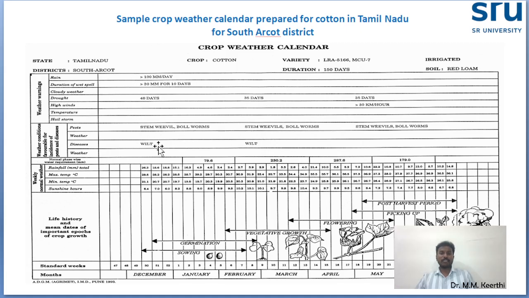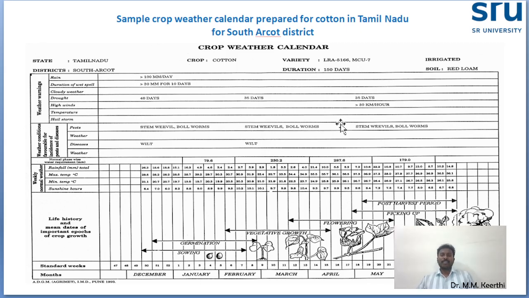For example, you see wilt will occur in this stage, stem weevils will occur, bollworms will come, like that all the details will be there. And drought will occur, cloudy weather will be there, high wind speed will be there, at what days, and according to that we will make the management practices. In the top part, the state, district, crop, variety details, duration of the crop, irrigated or non-irrigated, and soil. All these details will be present in the crop weather calendar.